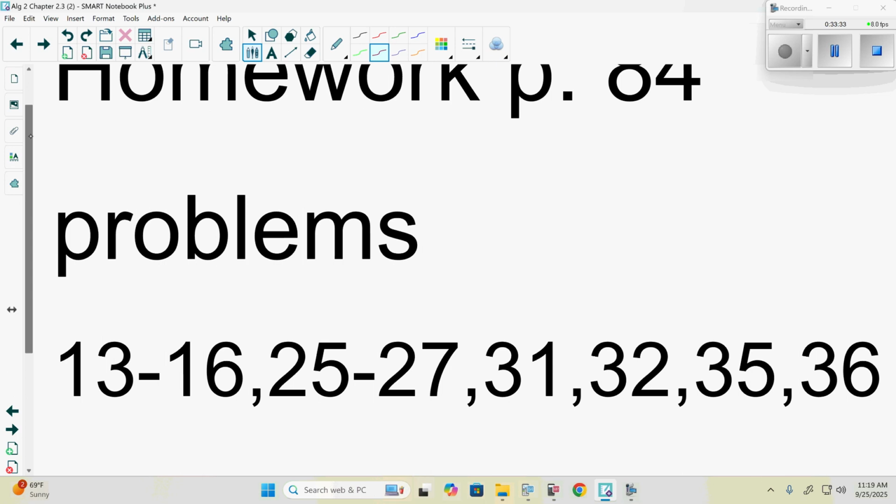And then 31, 32, 35, 36, given the information, find the equation. I'm going to change it slightly. We're going to make it 12. I want 28. So 25 through 28. It's just giving you one more of those equations with x equals for the directrix. 25 through 28. But that's it.